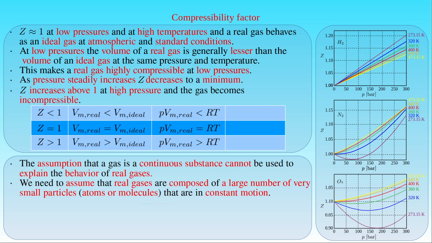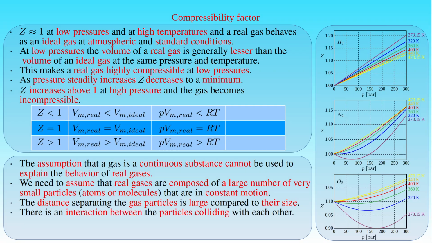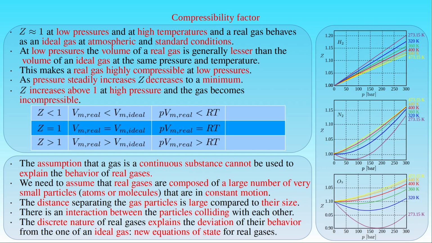The distance separating the gas particles is large compared to their size, and these particles in constant motion collide with each other and the wall of the container of the gas. We also assume that there is an interaction between the particles colliding with each other, and between the wall and the particles bouncing off the wall. We will apply these assumptions on the discrete nature of real gases and attempt to explain the deviation of their behavior from the behavior of an ideal gas.